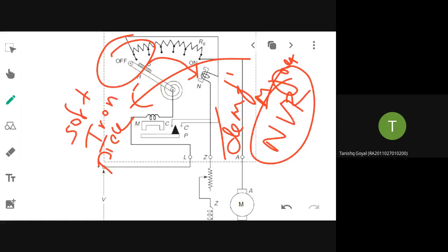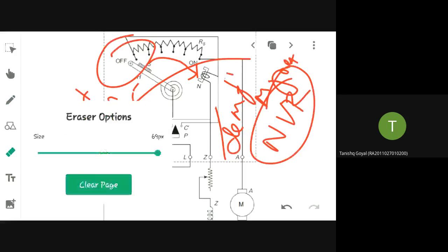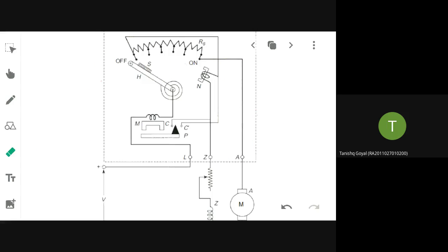What is the expansion for NVR? No voltage release. Okay. Next, one more protection device is also there. The name is OLR, otherwise called overload release.